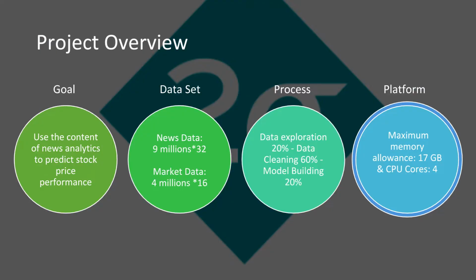Our goal is to use the content of news analytics to predict stock price performance. We received two data sets. One is the news data set, with 9 million records and 32 variables. The second is the market data set, which contains 4 million records and 16 variables. Around 20% of our time was data exploration, 60% was data cleaning, and another 20% was building a model.